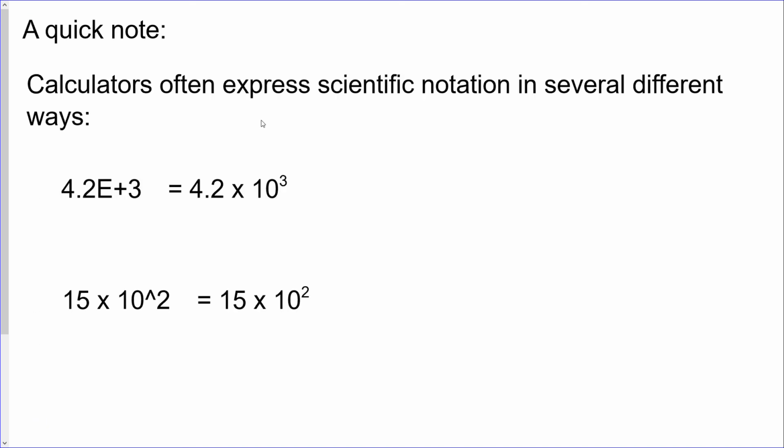Now, one quick note, just in the way calculators sometimes express scientific notation. Some of you may have seen this because sometimes when a calculator gets too many numbers, or basically runs out of screen space, it will give you an answer with an E in it, indicating it's scientific notation. So when you see 4.2e plus 3, that's basically meaning 4.2 times 10 to the exponent 3. Same thing with this, the little up arrow symbol, sometimes called a caret. So 15 times 10 to the exponent 2, that's exactly what it would be.